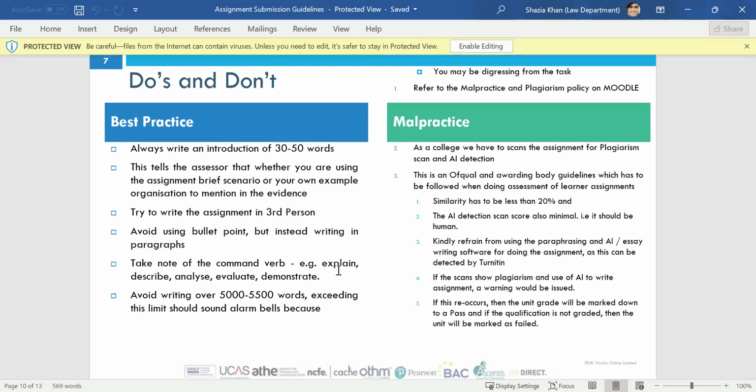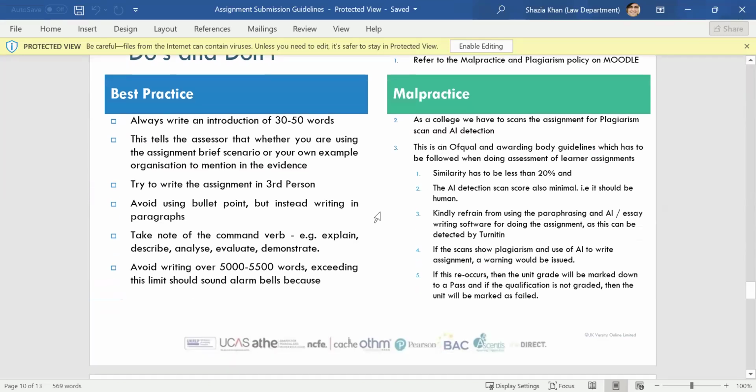Also, try to write the assignment in third person. Avoid using bullet points. It's an academic piece of work, so it needs to flow, okay? Avoid writing over the word count as well. Malpractice, which I'm going to go through: as a college, UK Varsity scans its work under AI and Turnitin, and this is an Ofqual and awarding body guideline, that the similarities need to be below 20%, and the AI needs to be below 20%, but you need to avoid using AI because it's a form of plagiarism.